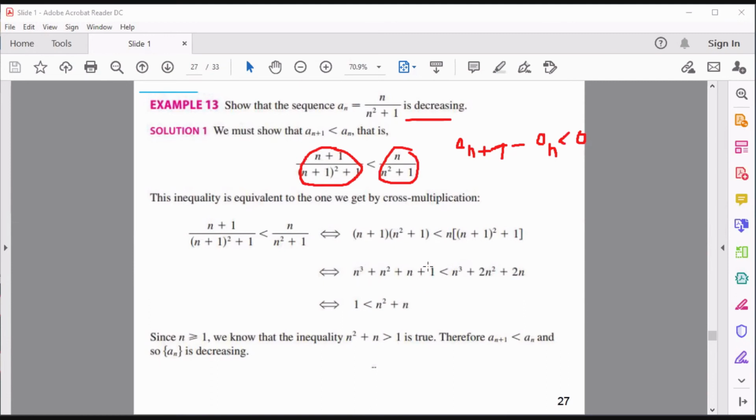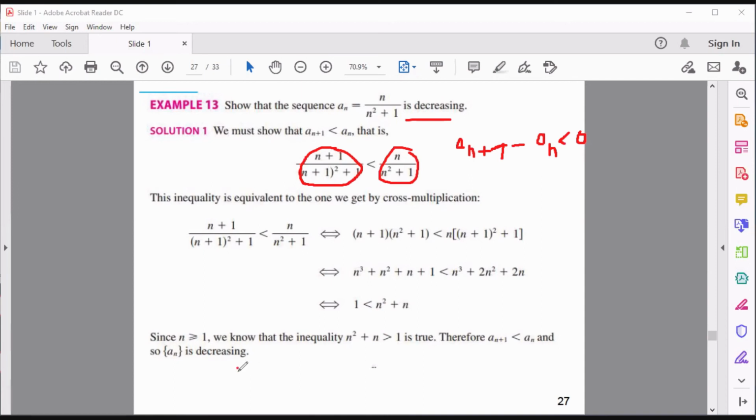Here he tried to remove parentheses, okay, and we obtain n squared plus n is more than 1, which is true. Okay, of course, I would say it was better to do what I said. That means we evaluate an plus 1 minus an. Once we evaluate an plus 1 minus an, we obtain easily it's negative. That's why the sequence is decreasing. Okay, meaning we compute an plus 1 minus an.